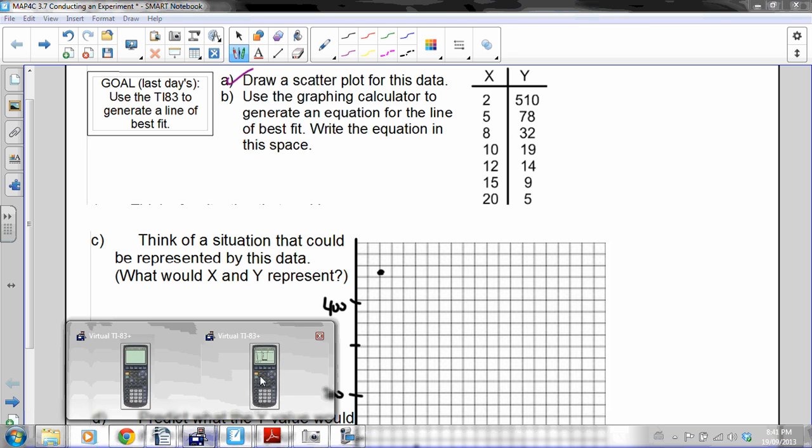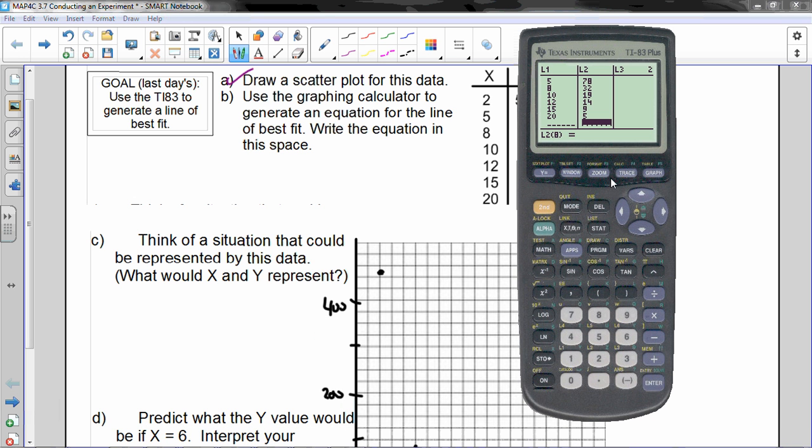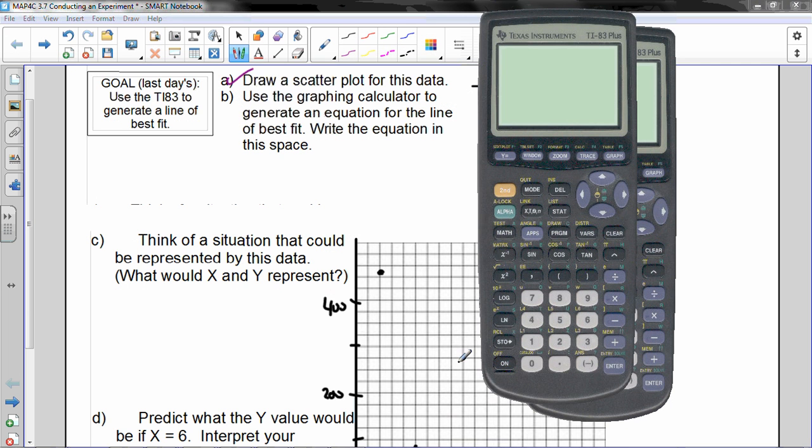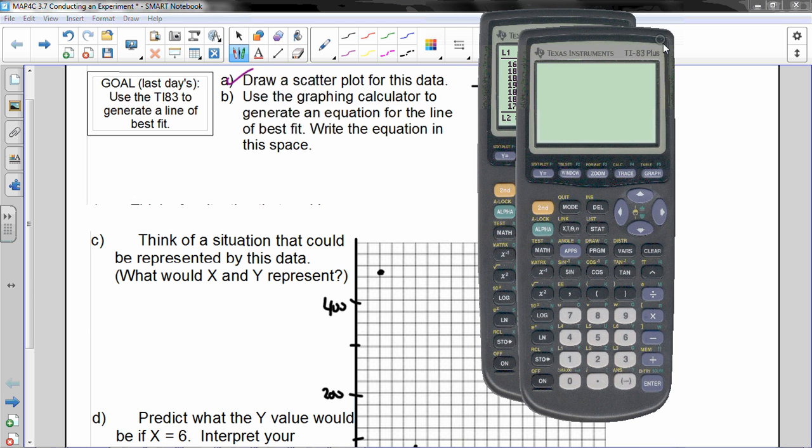Okay, well, I think that's it right there. I've got two calculators going here. This is it, I think. No, that's not it either. Let's check this one out. There it is. Is that the right data? Yeah, there's the 510. I was looking for the 510 and I couldn't find it.